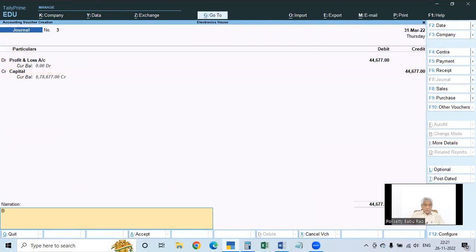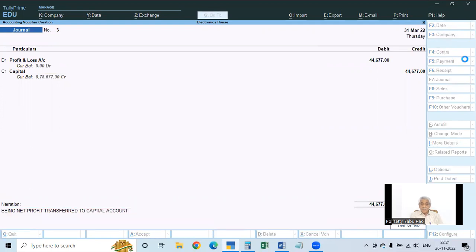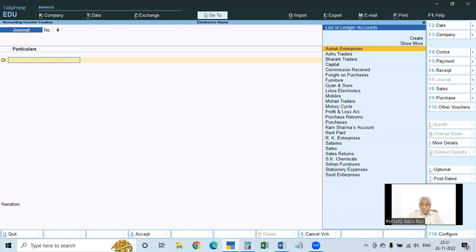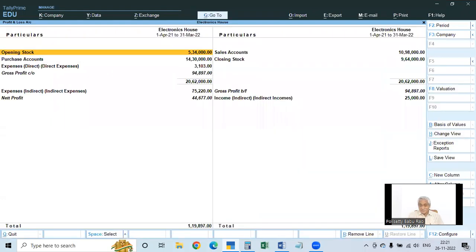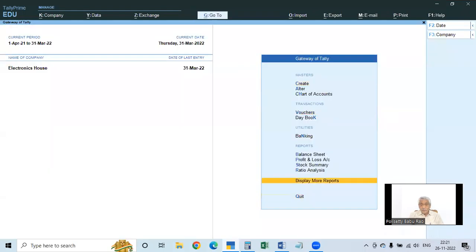Here, being net profit transferred to capital account. So it is transferred. But the profit and loss account will not close. We are making the entry, so in the profit and loss account, it will automatically be there only. Okay. Now we go to the balance sheet.